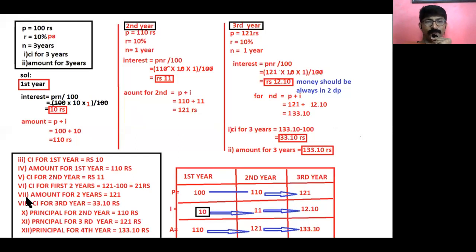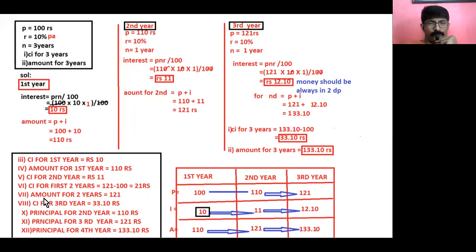If you think I'm going a little faster, you can pause the video and complete the question till here and then you can play ahead. Let's move ahead. Amount for 2 years, or amount at the end of the second year, is 121. If this is the amount at the end of the second year, it is also called the principal at the beginning of the third year. Okay, we'll go a little later to that.